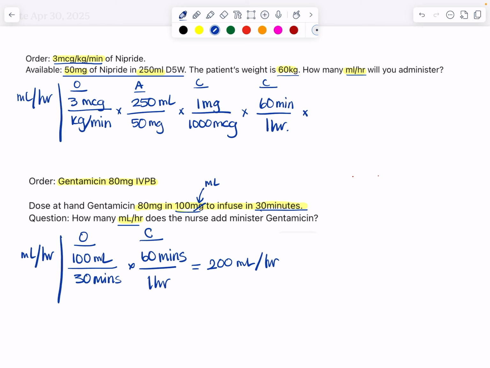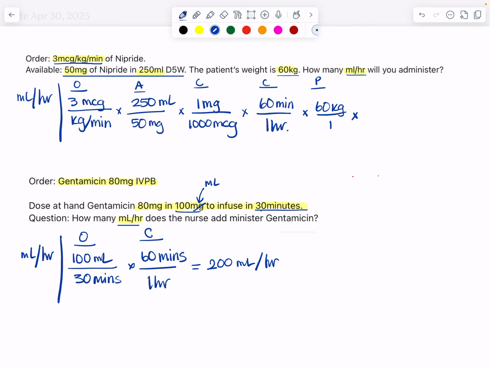And then we have one more thing we need. We need the patient's weight. So we're going to put P for patient, and the patient weighs 60 kilograms. And that's on the top because it's on the bottom in the order. We're just going to put a 1 here as a placeholder, and then we're going to do our math.